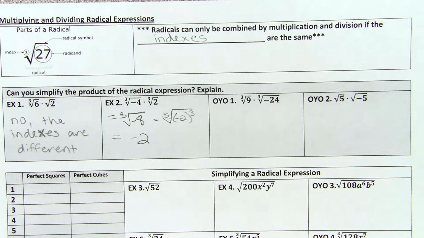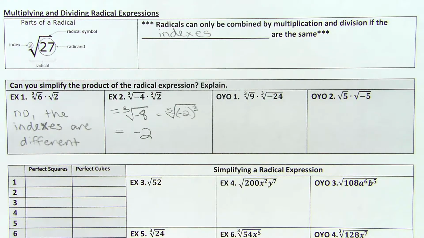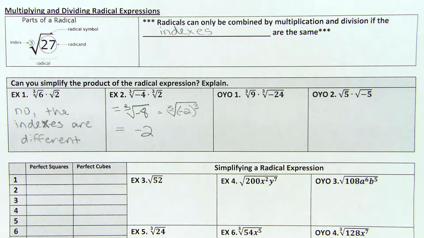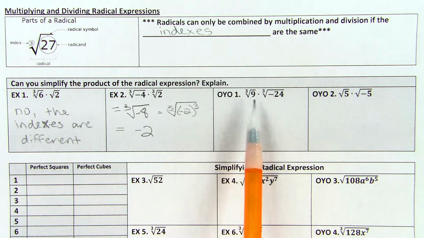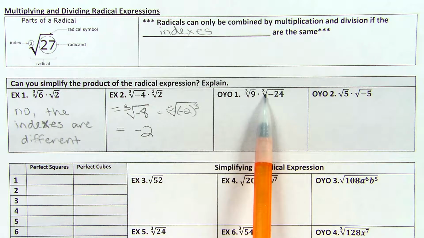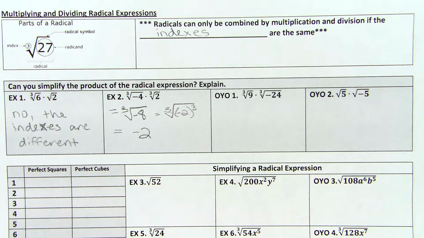Now I want you to take a couple minutes and try the on your own 1 and on your own 2. At this point, I want you to pause the video so you can work those problems out, but I'm going to go ahead and keep moving. Pause those so you have a chance to work them, and then you can see these answers. But in the on your own 1, we want to check and see if the indexes are the same. Since they are, we can go ahead and continue and multiply.